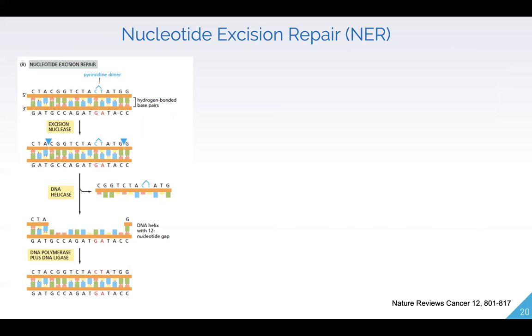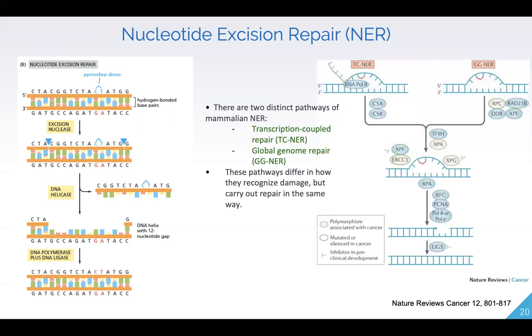Okay, so let's take a look at this in much more detail. There are actually two versions of nucleotide excision repair, or NER. The first one is the repair pathway that happens during transcription, and so it has acquired the name of transcription-coupled nucleotide excision repair, or TC-NER.